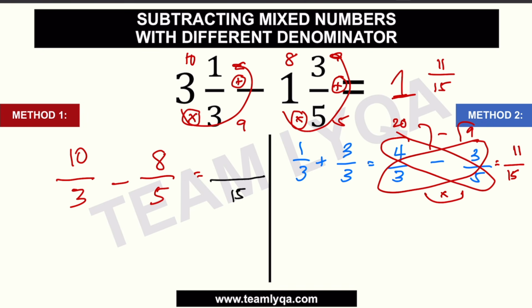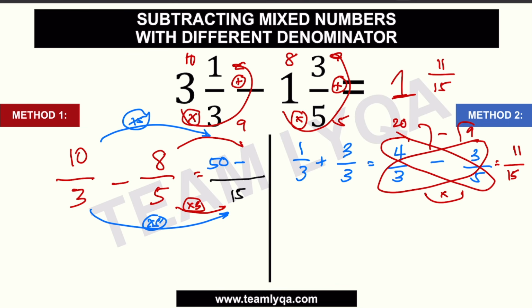Para ma-transform ko sila, ang ginawa ko sa 3 ay times 5. Gagawin ko rin siya sa 10 times 5. So, this is 50 minus, tapos yung 5, ang ginawa ko sa kanya para maging 15 ay times 3. So, ita-times 3 ko rin yung 8, 8, 16, 24. 50 minus 24 is 26/15. Kasya ang isang 15 dyan. So, you have 1. 26 minus 15 is 11/15.